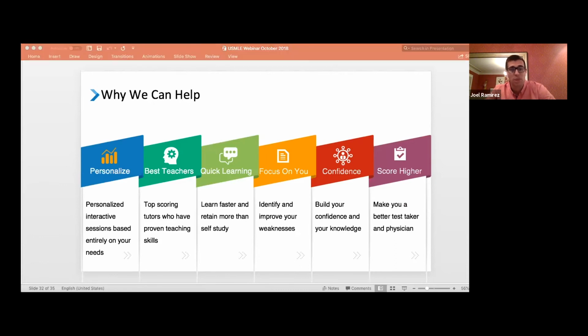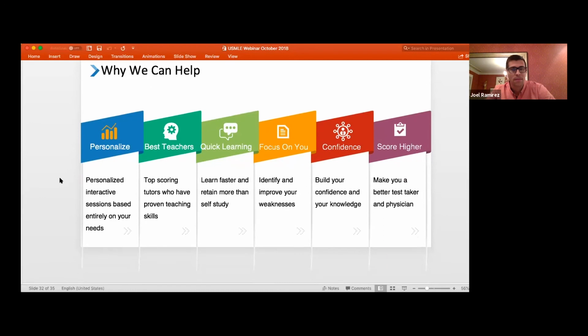They have a lot of experience on how to learn and retain high yield material. So instead of dabbling in a bunch of resources, we're going to help you identify important resources, identify the most important information, and identify ways in which you can learn that most important information. The goal of this is for you to score higher and to be able to pursue the specialty that you want to pursue.